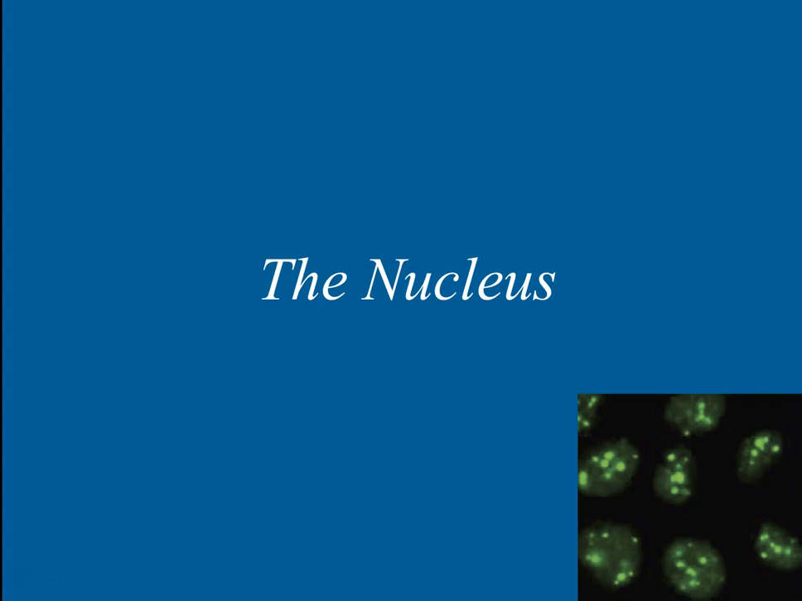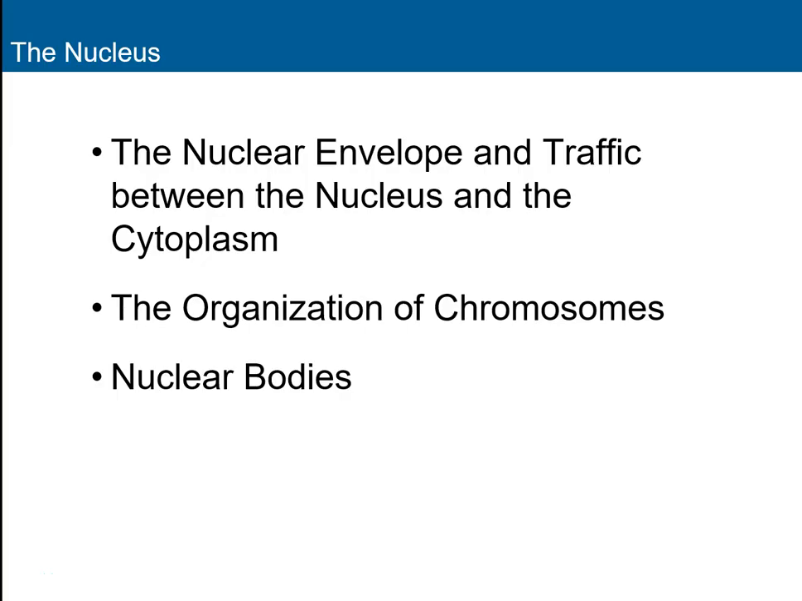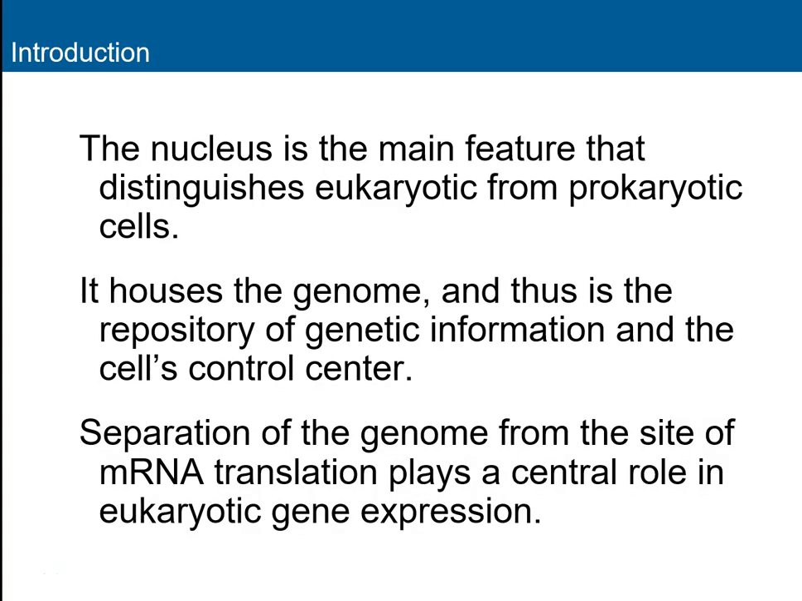Okay, this is the lecture for chapter 11, which is the nucleus. Just a quick overview, and actually not a very long lecture, only about 50 slides. We'll talk about the nuclear envelope, which encloses and surrounds the nucleus, and traffic between the nucleus and the cytoplasm, things moving in through and out of. Then organization of chromosomes, and we'll talk a little bit about nuclear bodies and different types of nuclear bodies.